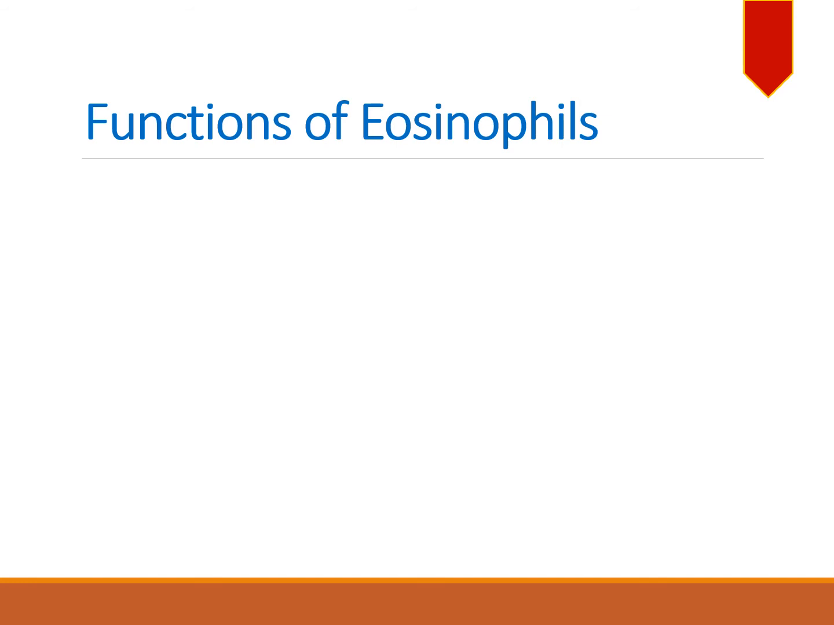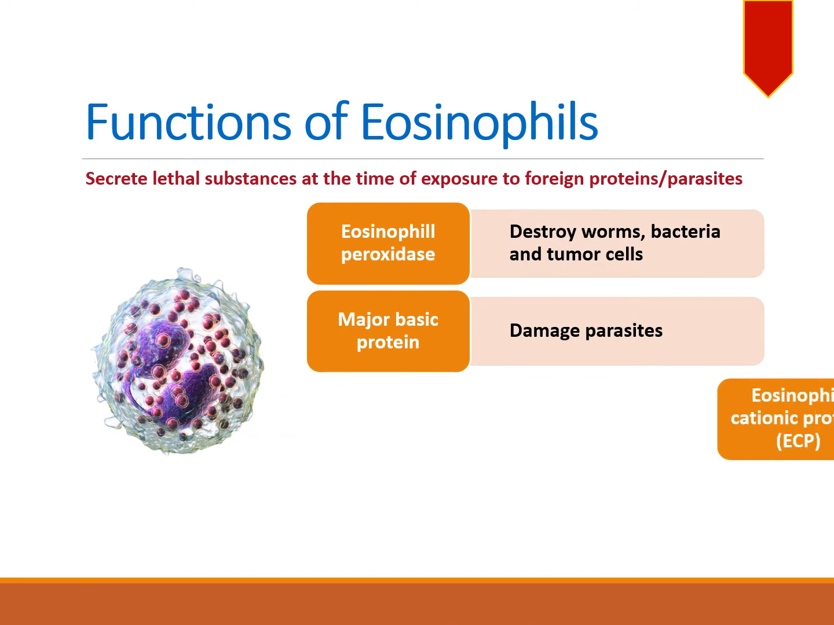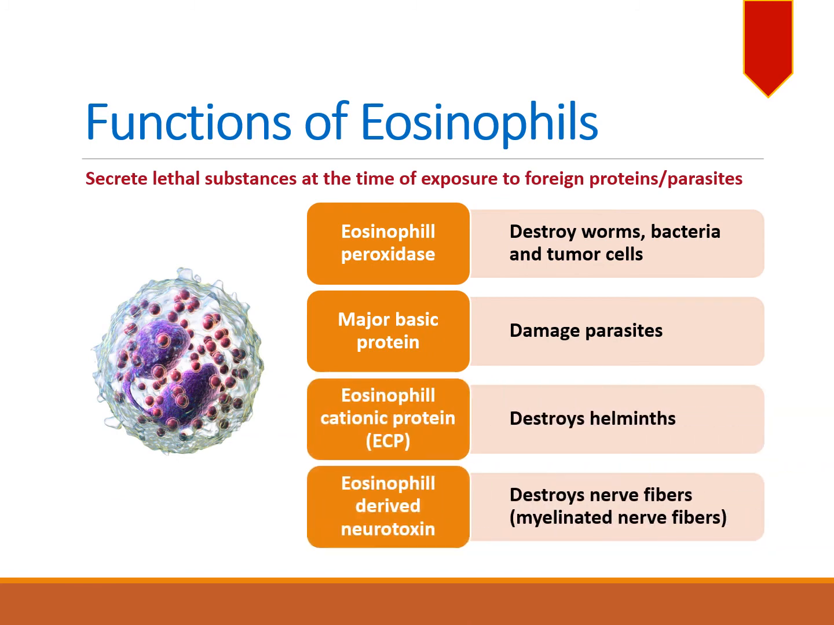Let us now study the functions of eosinophils. Eosinophils secrete lethal substances at the time of exposure to foreign proteins or parasites. Eosinophil peroxidase helps in destroying worms, bacteria and tumor cells. Major basic protein damages the parasites. Eosinophil cationic protein destroys the helminths. Eosinophil-derived neurotoxin destroys the nerve fibers.